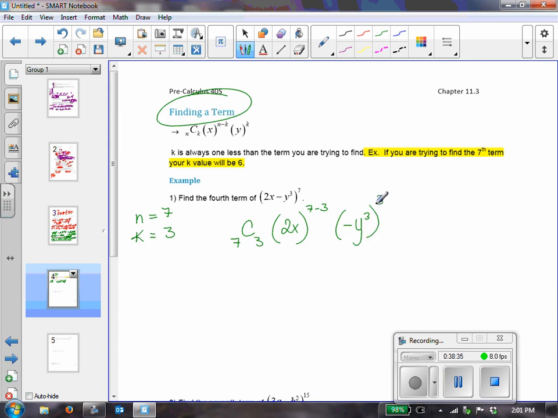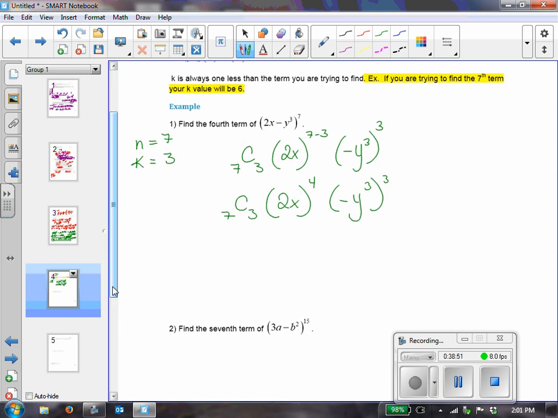All right, so 7 choose 3, so it's going to be 2x to the exponent 4, and negative y cubed to the exponent 3. Everybody okay with that? Yes? Nothing magical, I did a subtraction.